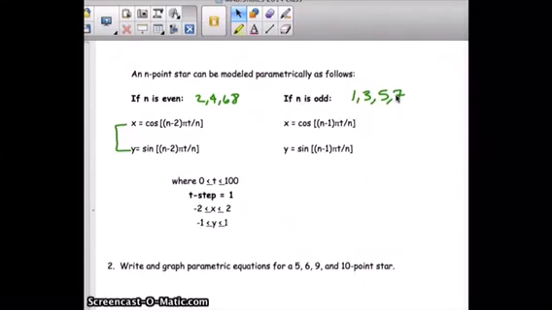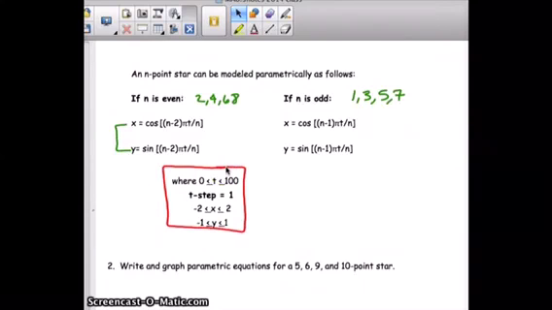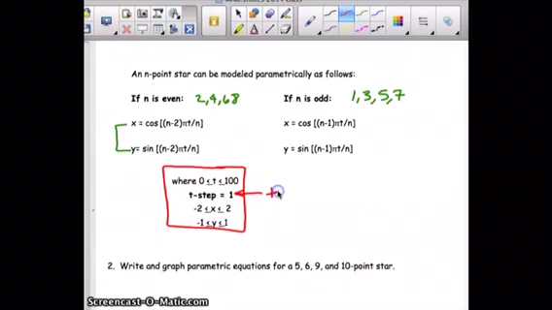And so what I'm going to ask you to do is to go ahead and set your calculator mode according to what you see here. Notice how we have a big T step. That's important, and you'll see why in a second for this particular problem.